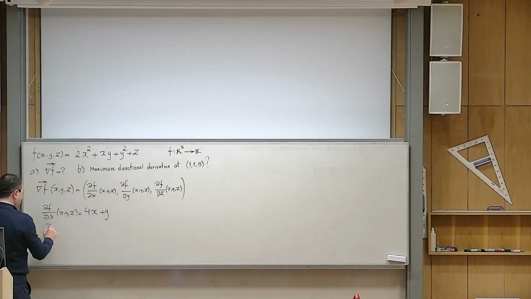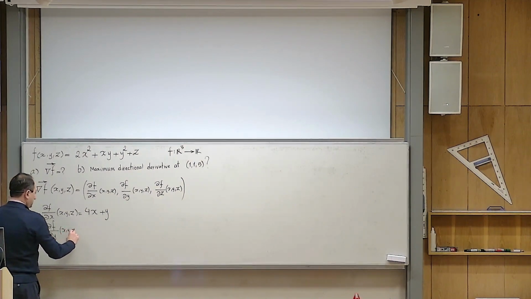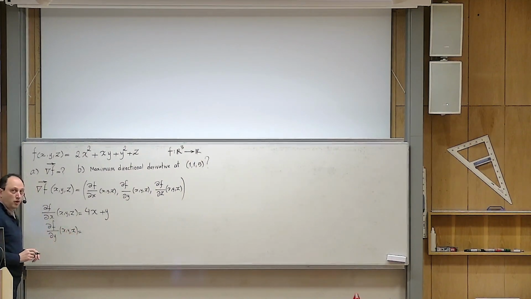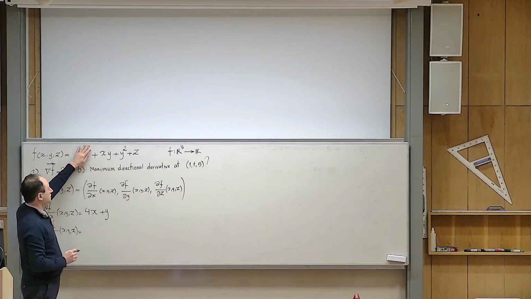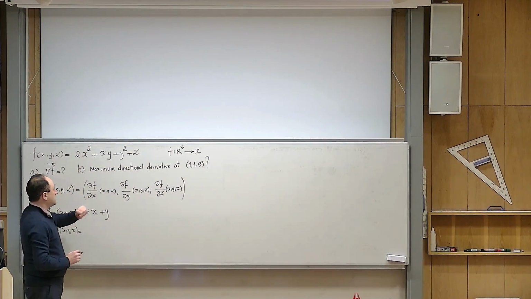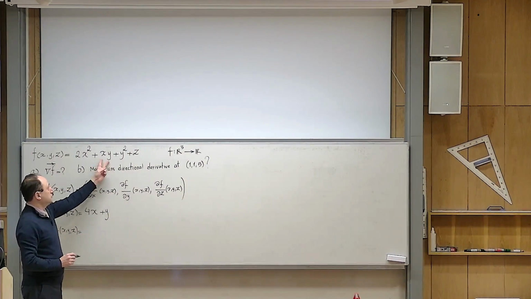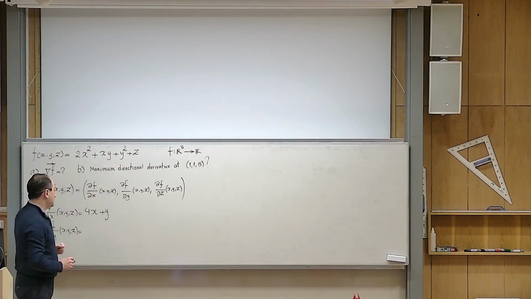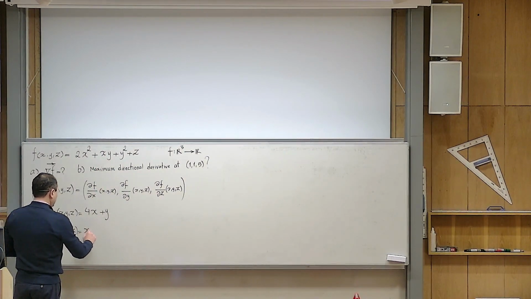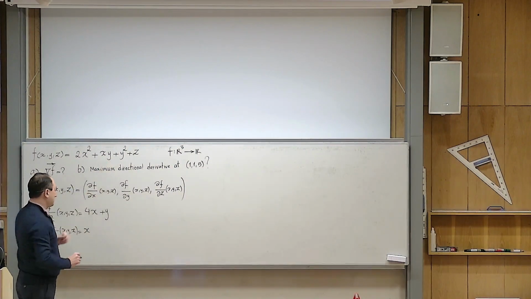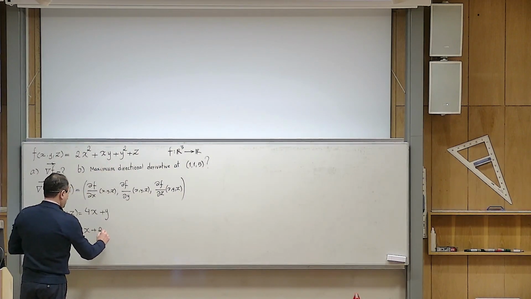And then I calculate the same thing for the second component. But this time I take y as my variable and x and z constant. So x is constant, its derivative is 0. z is constant, its derivative is 0. y is variable. So the derivative of this one when x is constant, y is variable, is just simply x. And the derivative of this one with respect to y is 2y.